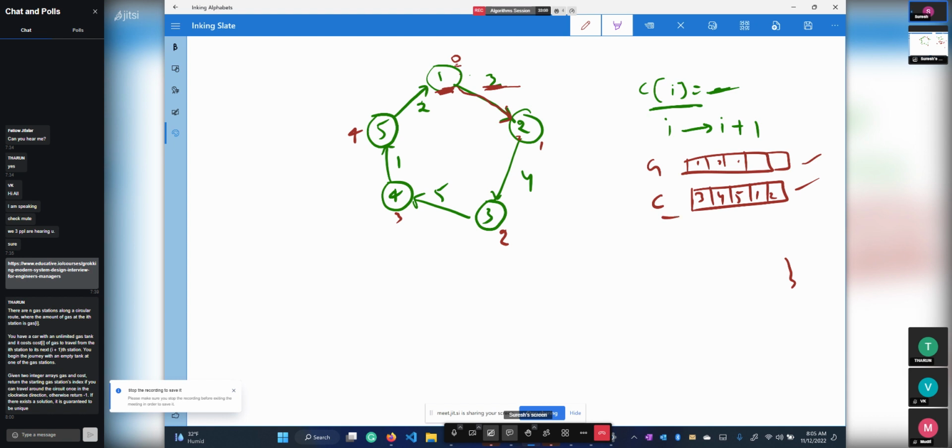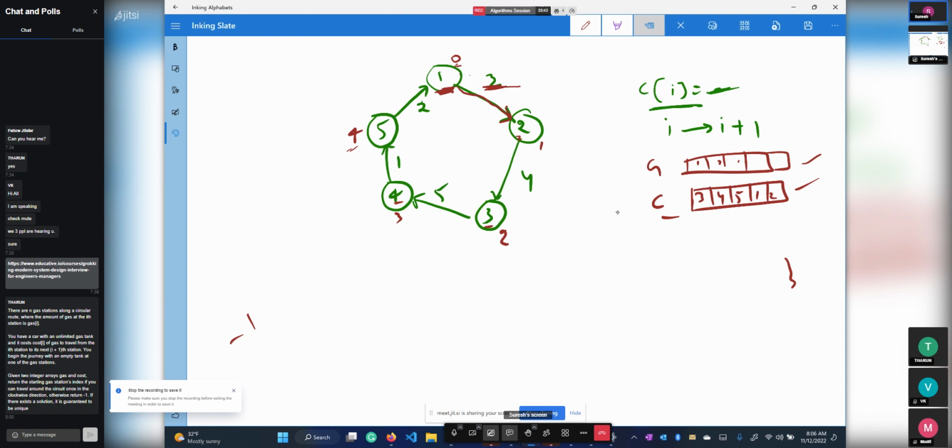So the problem here is, we need to find at what station we need to start so that we will complete the full circle. We need to find that station. It could be the index or it could be the value. A station with gasoline 4, or a station with gasoline 5, or you can also return index 4, that's fine. But if you cannot travel at all, you cannot reach the other station from anywhere, then you just need to return -1.